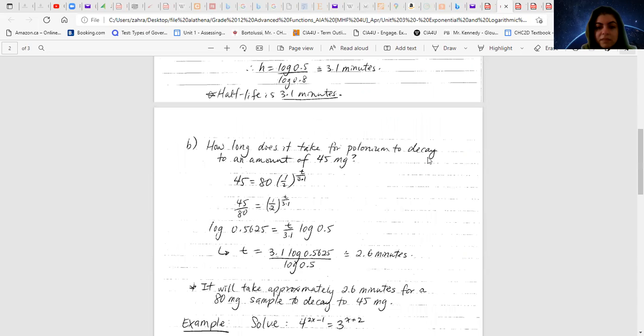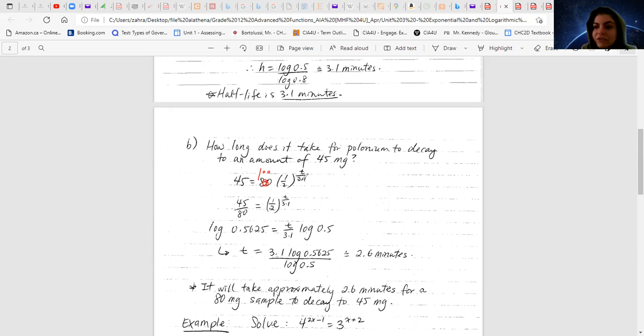Okay, how long does it take for the plutonium to decay to an amount of 45? So that means instead of the A, you put what? 45. Here, the initial is 100. It's a typo here. The initial amount is 100.